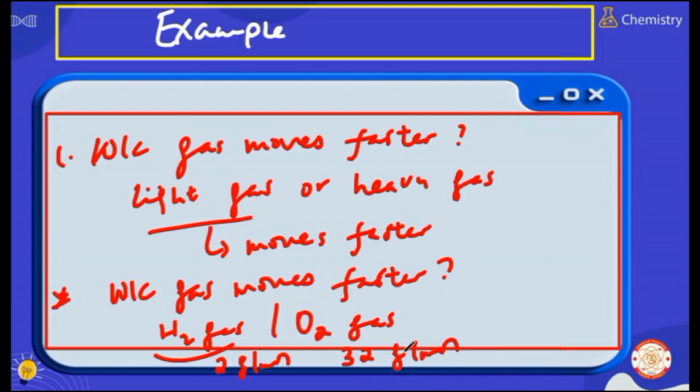So which one is heavier? Oxygen, right? Hydrogen is lighter. So which gas moves faster? Hydrogen gas moves faster because it is a light gas as compared to oxygen.